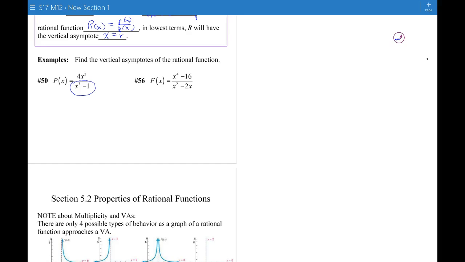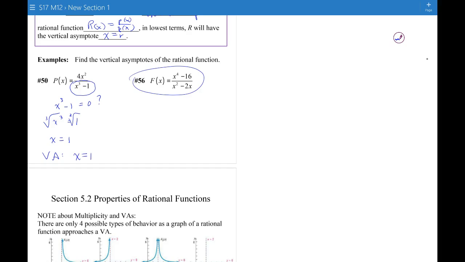Well, this is in lowest terms. 4x squared doesn't factor anymore. So I want to know, when does x cubed minus 1 equal 0? So it happens when x cubed equals 1. So we can take the cube root of both sides and say that happens when x equals 1, and that's the only time it happens. So we have a vertical asymptote at x equals 1.